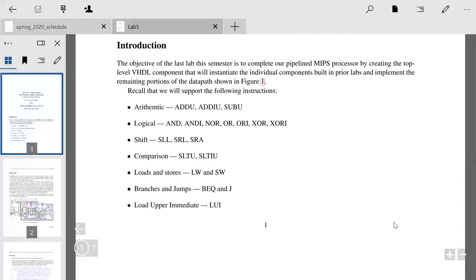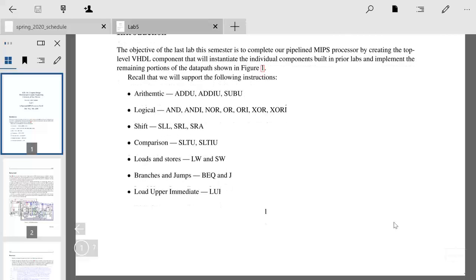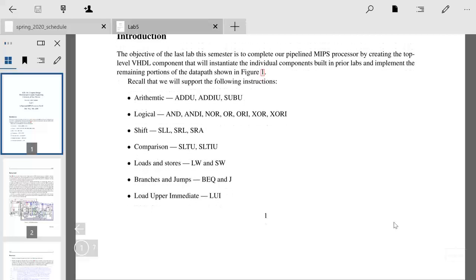Just to recap, these are the instructions that we are supporting. This list should be identical to the single cycle. If for whatever reason it's not, let me know. That means I made a mistake. We're not asking you to support any additional instructions.